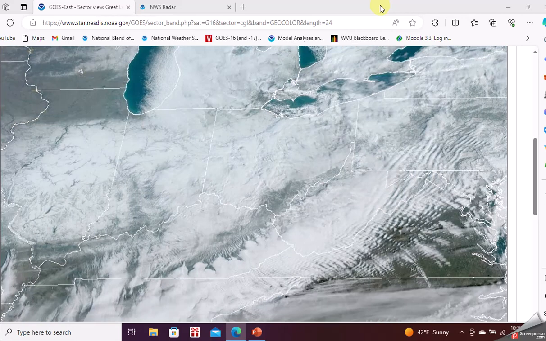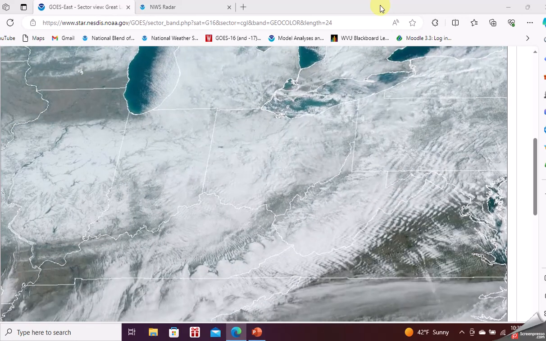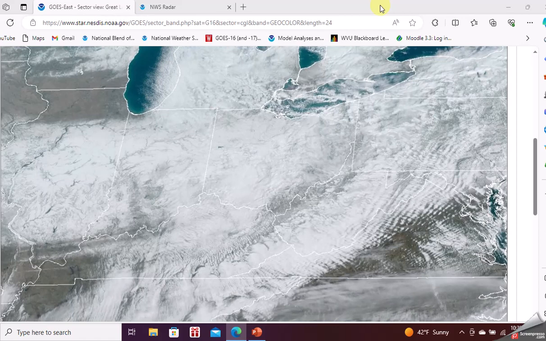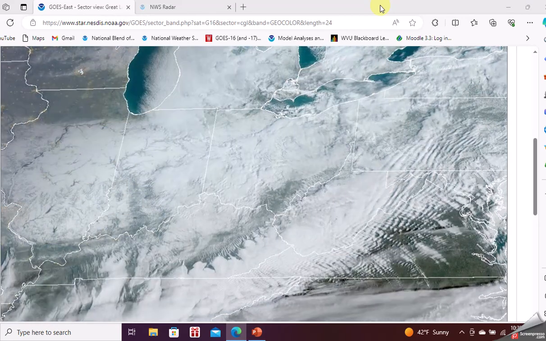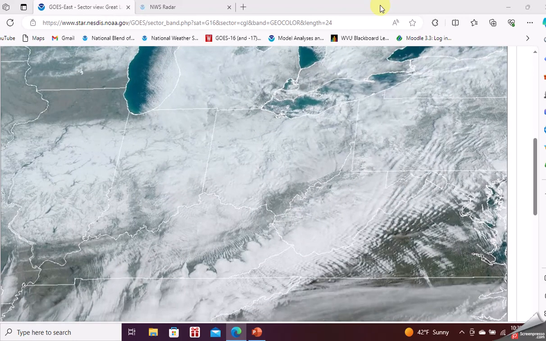And you can see in West Virginia, the mountains, the orographic effect, the lift from the mountains, keeping clouds on the west side of the mountains. And Southeast Virginia doesn't even have any clouds.